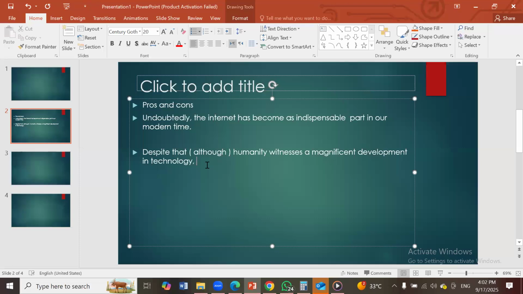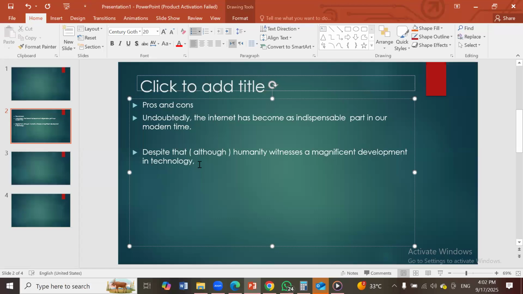and after I finish the first sentence, humanity witnesses what? Subject, object, verb. Humanity, subject, the verb witnesses a magnificent development in technology. Complete sentence. It's an independent clause. So, teacher, I put a comma and write another independent clause. This is a complex sentence.